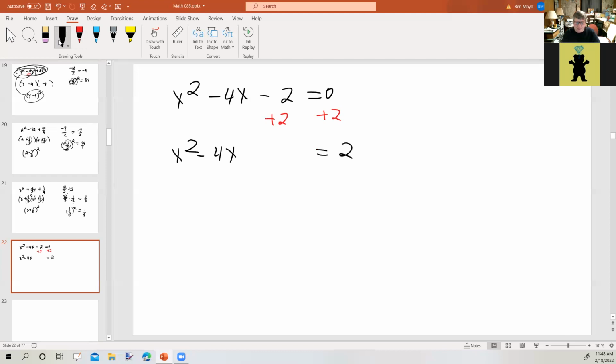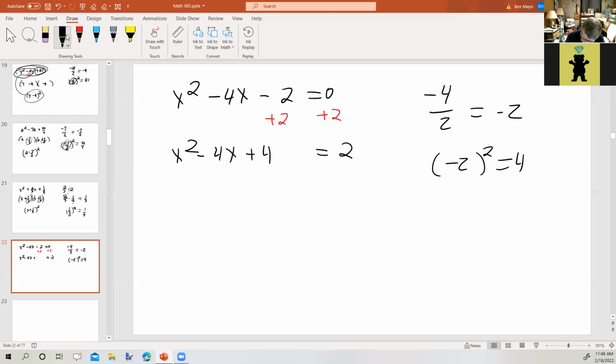Now, if you look at the left side of the equation, you'll see that it looks very much like the last few problems we did. We have a squared term and a variable to the first power term. So I'm going to take the coefficient of x, divide it by 2, and square it.